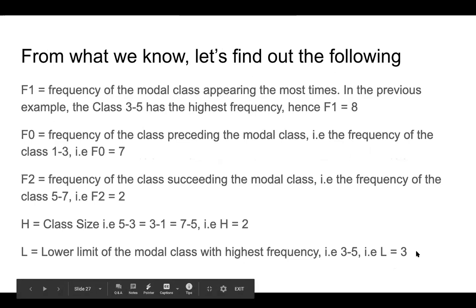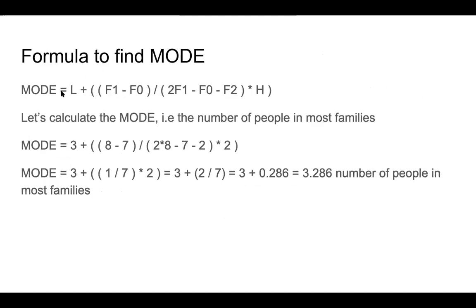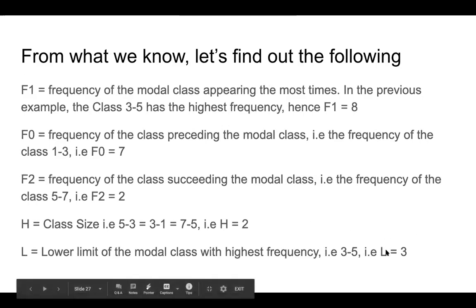Okay, now let us see the formula again and try to find the mode for this. So what was the formula? The formula for the mode was L plus (F1 minus F0) divided by (2 into F1 minus F0 minus F2), and then multiply it with the class size, which is H. So what is the mode now? It is 3, because L was 3, the lower limit of the class with the highest frequency, which was 3 to 5.